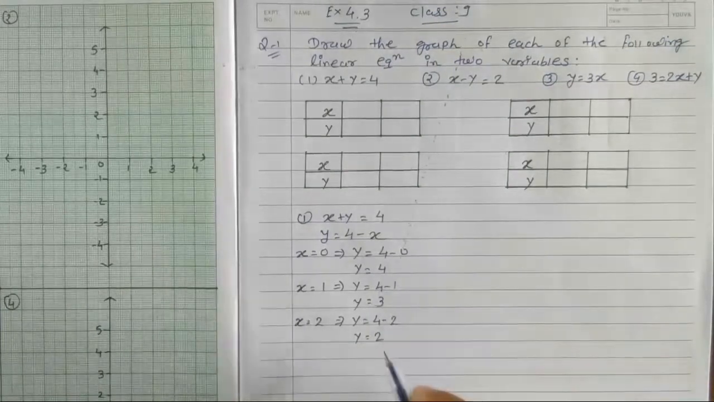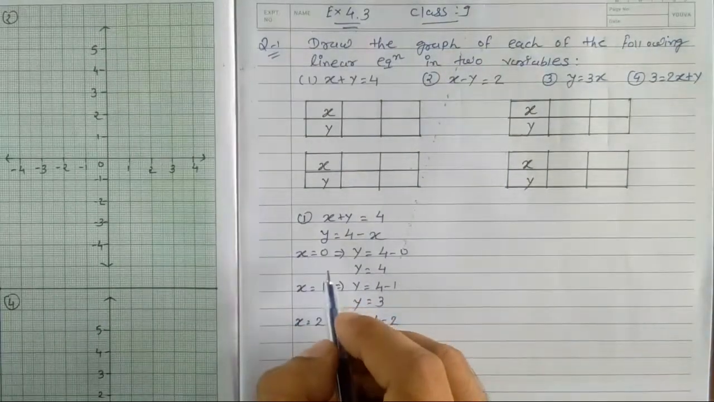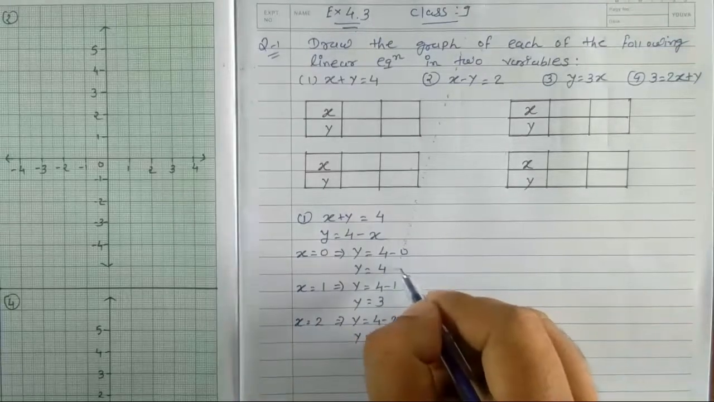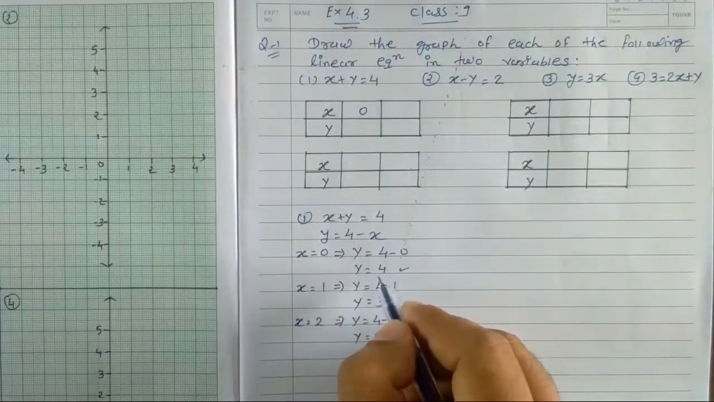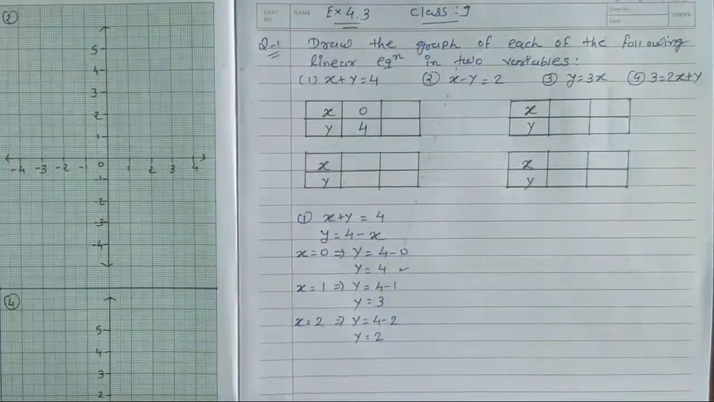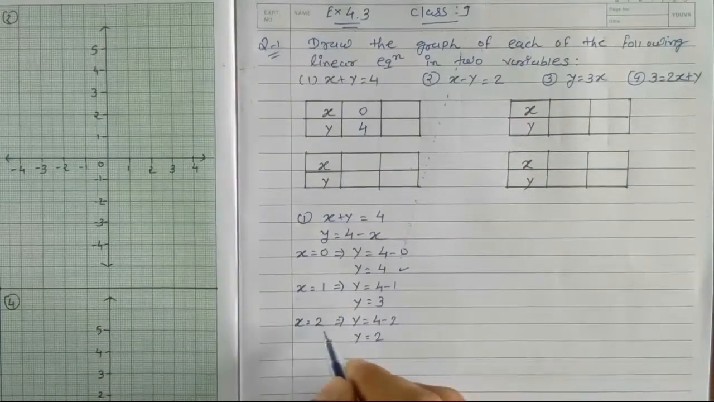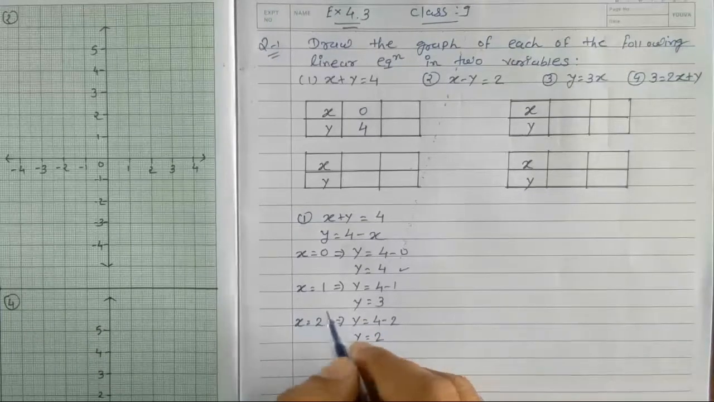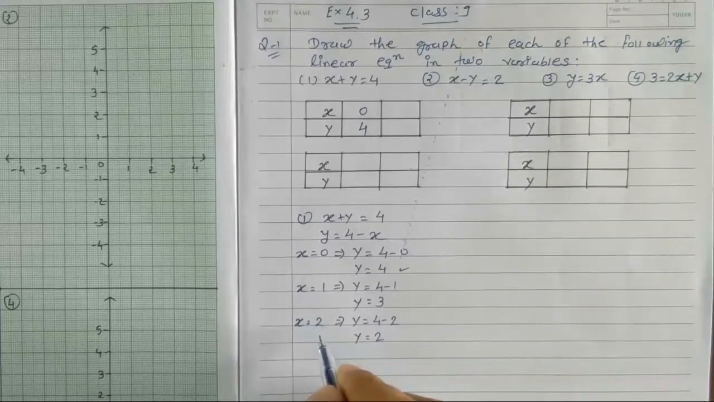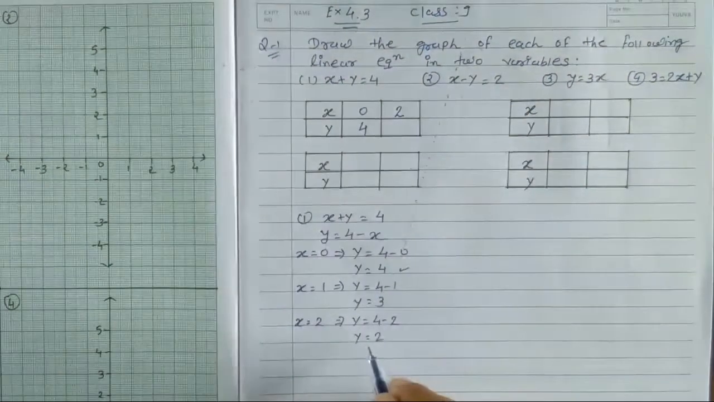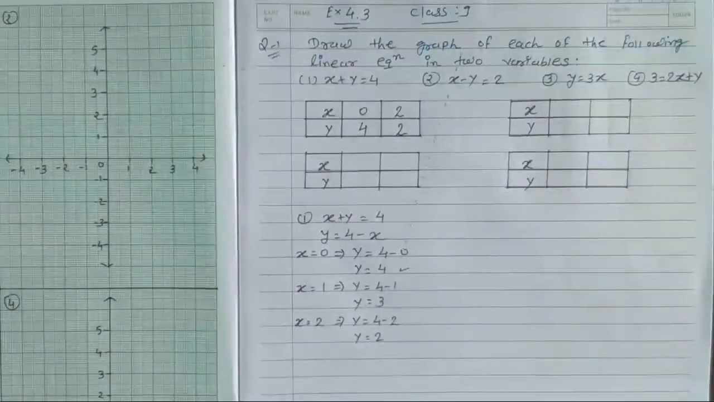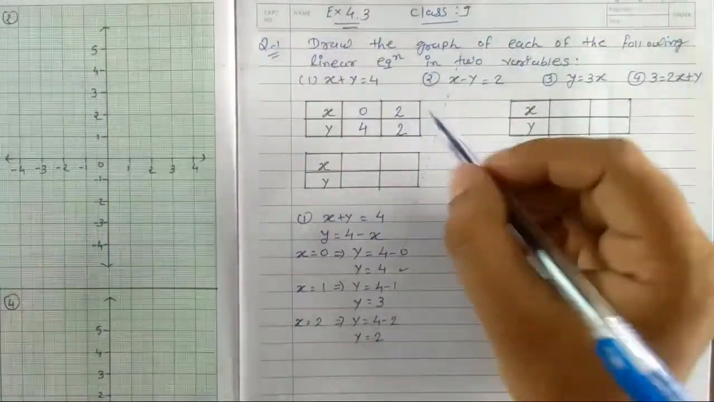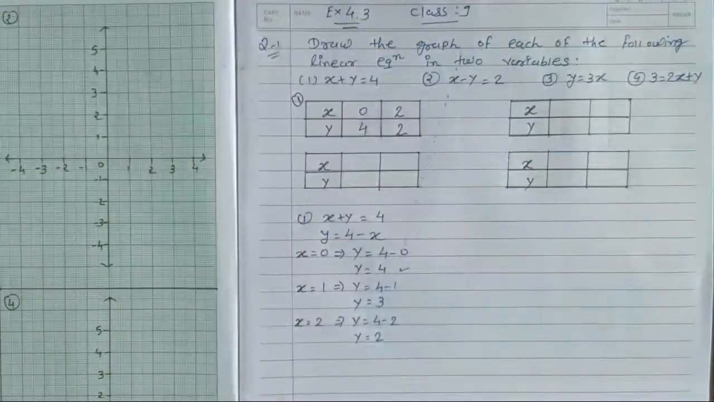So I will take two values here. First, x is equal to 0. At that time, the value of y is equal to 4. Another value is x is equal to 2. I can take x is equal to 1 also, but here I will take x is equal to 2. At that time, the value of y is equal to 2. Now we have two coordinates of our first equation, so we can draw it on our Cartesian plane.